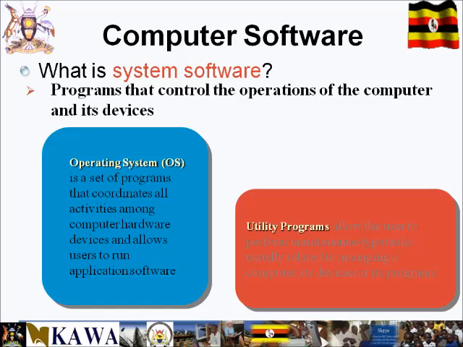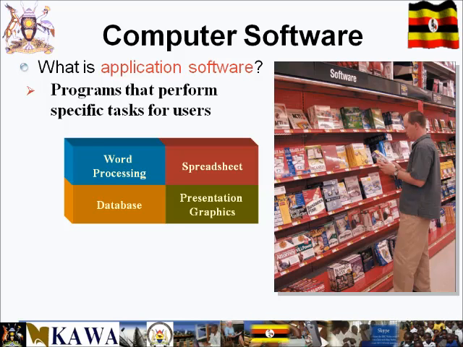And what is system software? These are programs that control the operations of the computer and its devices. Operating system, known as OS, is a set of programs that coordinates all activities among computer hardware devices and allows users to run application software. Under system software, we also have utility programs. These are programs that allow the user to perform maintenance type tasks, usually related to managing a computer.